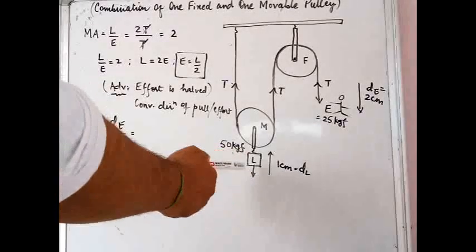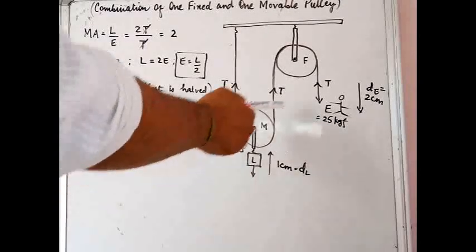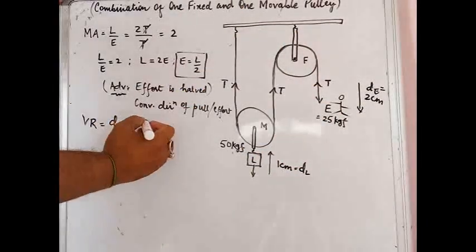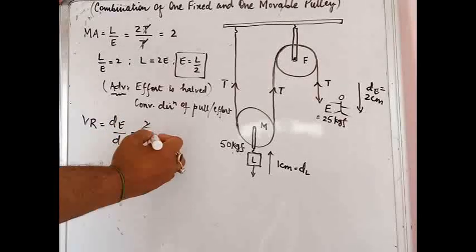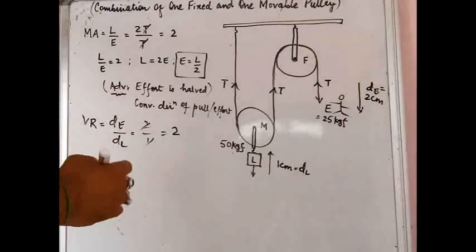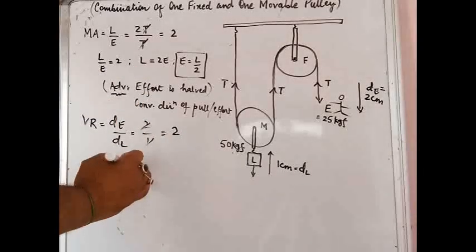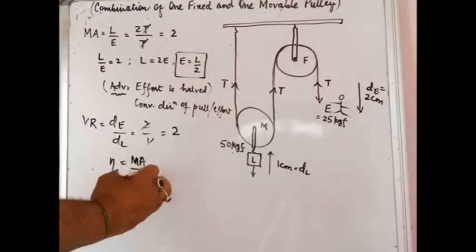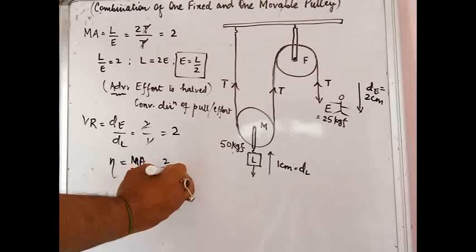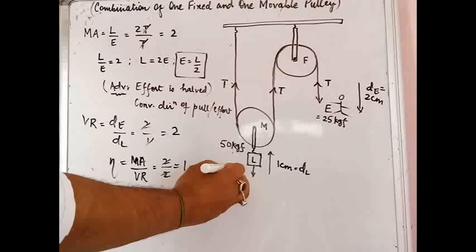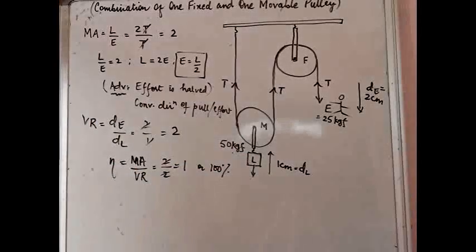Similarly, if you want to generalize, if the load moves up by x centimeters, the effort will move down by 2x centimeters. So basically, if you put the values over here, you will have 2 by 1, which comes out to be 2. So the velocity ratio value has also come out to be 2, and the mechanical advantage also is 2. If you want to calculate the efficiency, you will have MA upon VR. That will give you 2 by 2, which gives a value of 1 or 100%. Once again, this is the ideal case scenario that we are discussing.